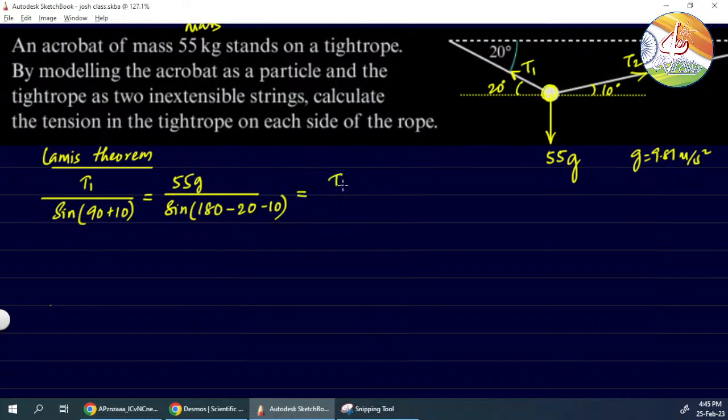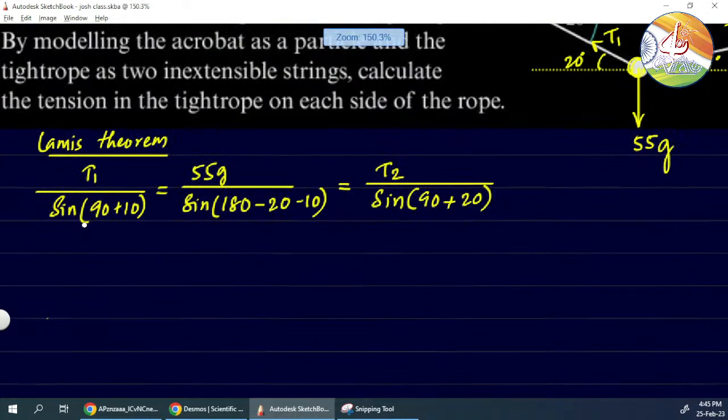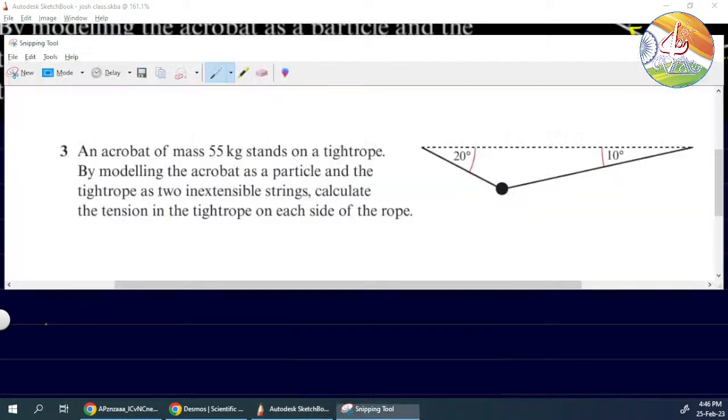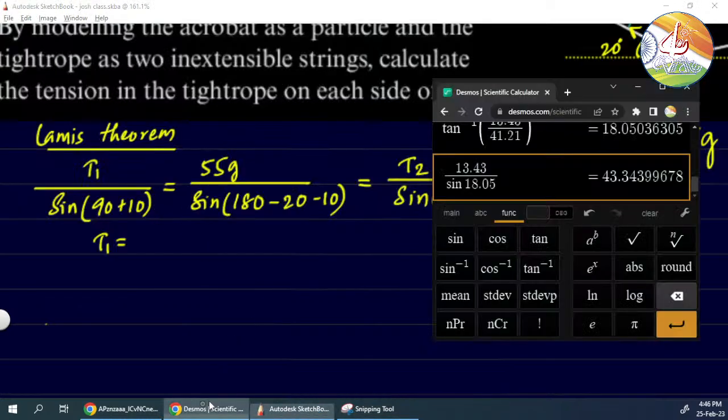And then we have T2. The angle opposite to T2, that is this angle. That is how much? This angle is 90 plus 20. Correct? So now that we have all three relations, we can go ahead and solve T1 and T2. So first take these two. You will get T1.